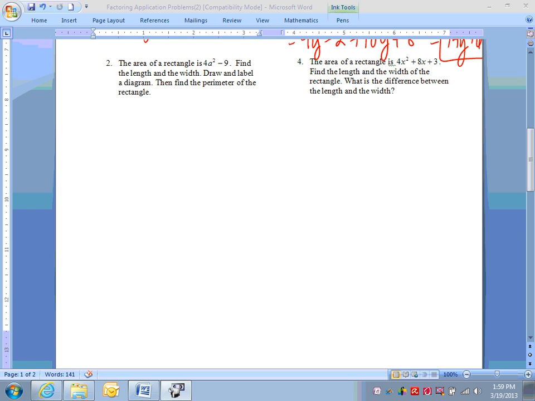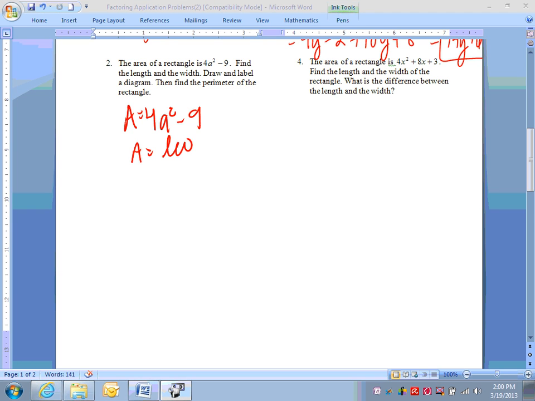The area of a rectangle is 4a squared minus 9, and they want us to find the length and width and draw and label a diagram, and then find the perimeter. So it's the same concept. They give us an area. Area equals 4a squared minus 9, and we need to factor it because we want to find the length and the width. And area equals length times width.